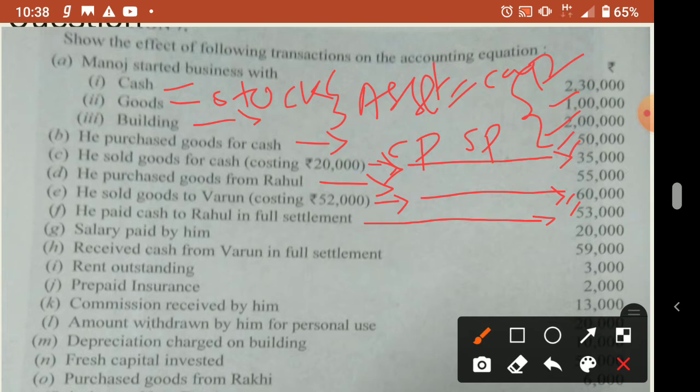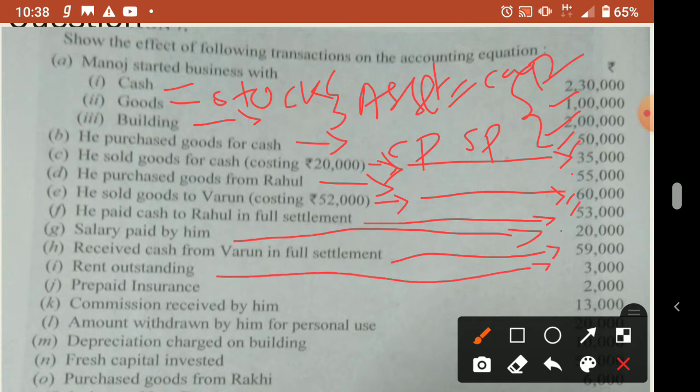We will compare the amount he had to pay with how much he paid. Then salary paid by him: to his employees he paid salary 20,000. Then received cash from Varun in full settlement. Varun is the person who purchased from Manoj, so he gave his money back. Rent outstanding. Outstanding means that it is due but not paid. Suppose your fee payment is due in the month of July.